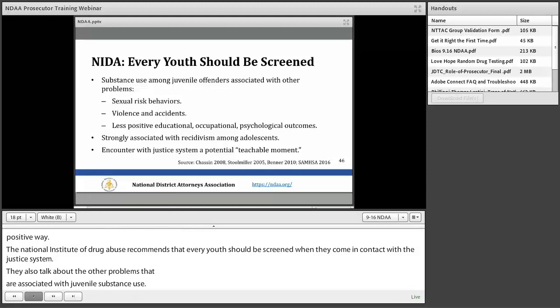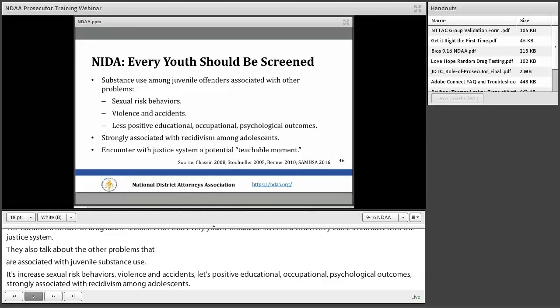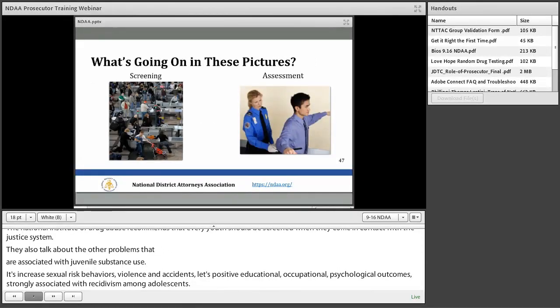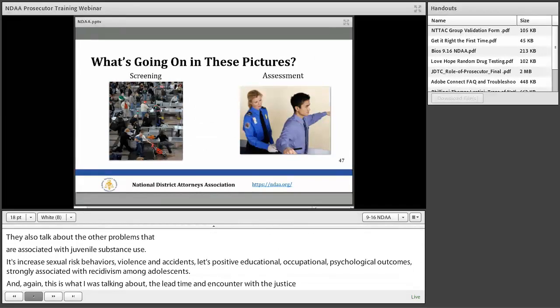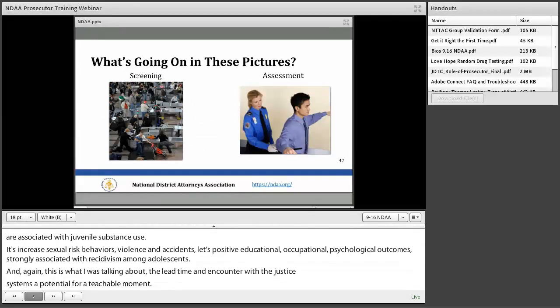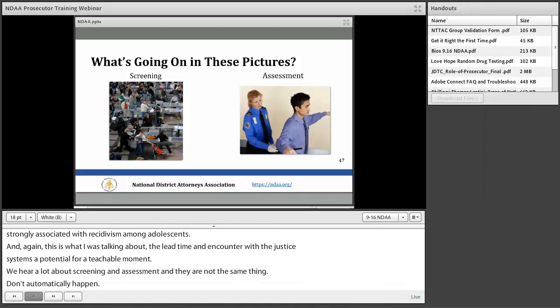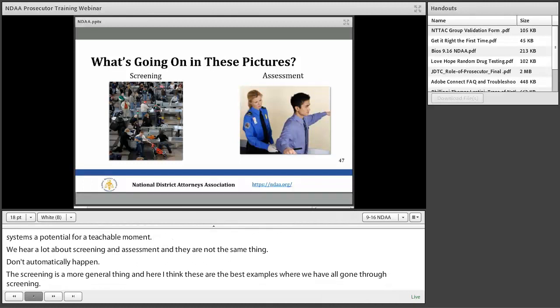And again, this is what I was just talking about with the last slide, that an encounter with the justice system really has the potential to be a teachable moment. So a lot of the time, we hear a lot about screening and assessment, and they're not the same thing. They don't automatically happen. The screening is a more general thing, and I think these are the best examples where we've all gone through screening. We go through screening at the airport. And the screening will help us identify who, if anyone, needs a further assessment.